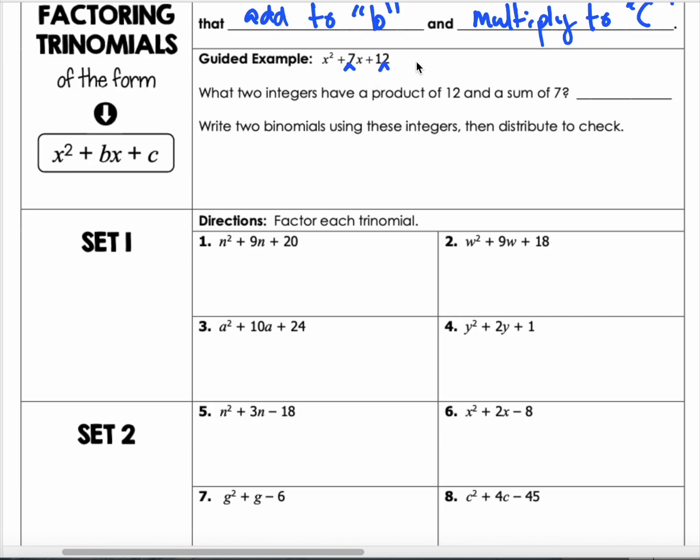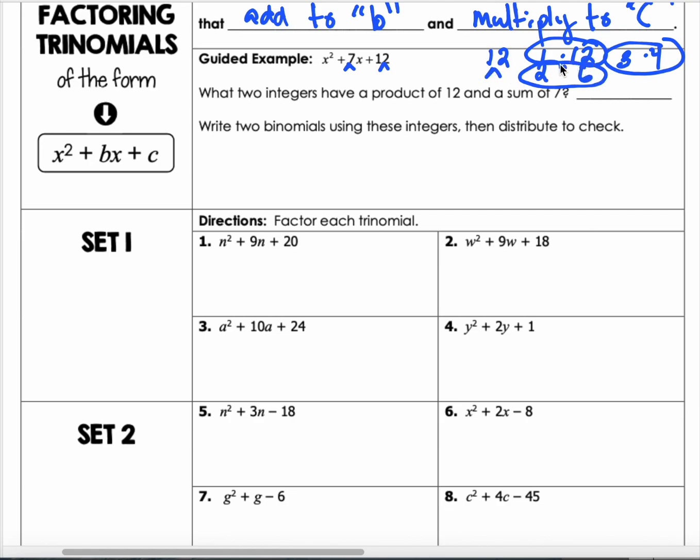So let's go ahead and list the factors of 12. That's what I like to start with. If I start with 12, I know that 1 times 12 is 12. I know that 2 times 6 is 12. And I know that 3 times 4 is 12. So I have three possible options that could be our factorized numbers. And so I need to see if any of these sets of numbers add up to 7. So 1 plus 12 is 13.